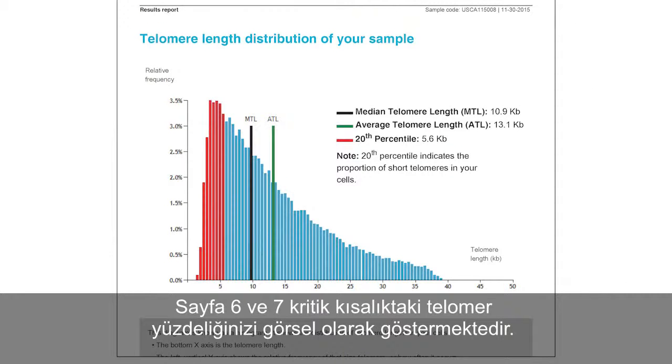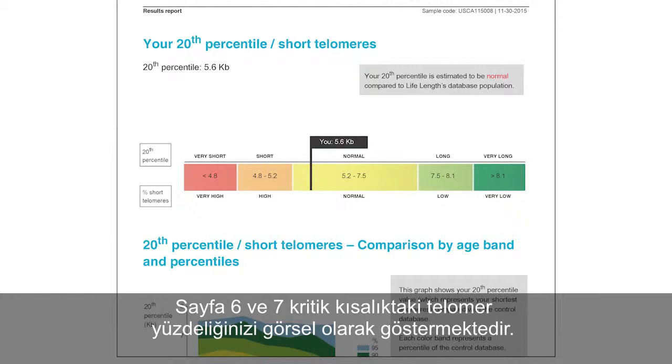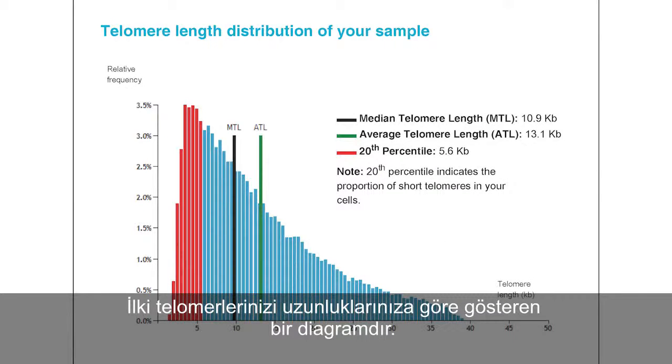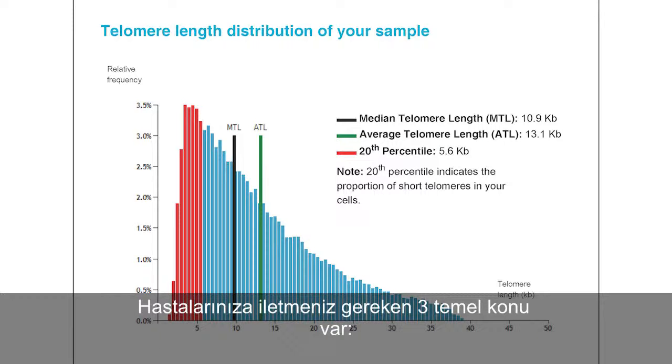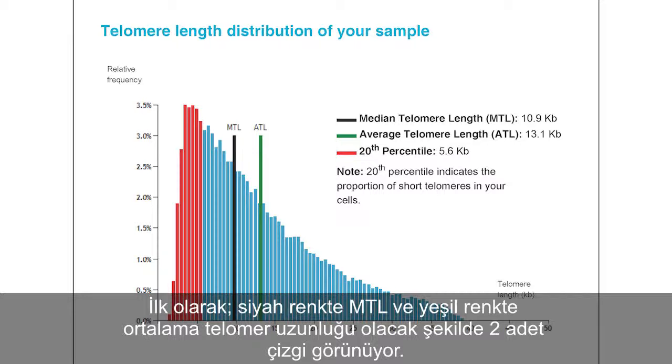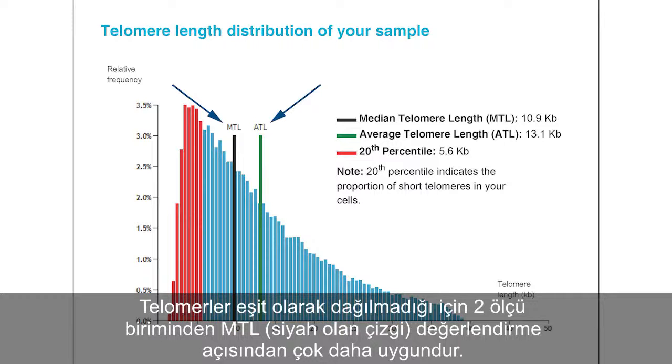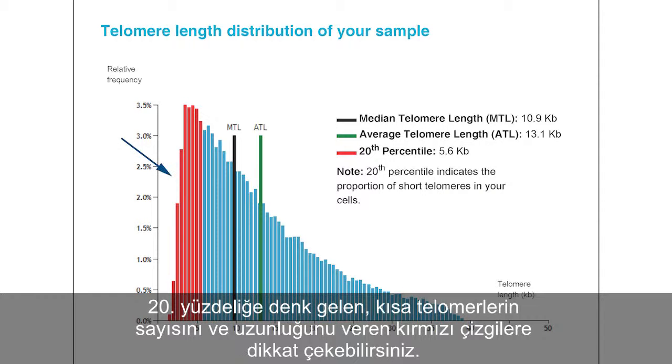Pages 6 and 7 are visual ways to show the percentage of critically short telomeres. The first is a histogram, which is a plot of the patient's telomeres by length. The values on the x-axis show telomere length in kilobases. The y-axis shows the relative frequency of their occurrence in percentage. There are 3 key points to relate to your patient. First, they will find 2 bars, a black bar with the MTL and a green bar with the average. Of the 2 measurements, it is the MTL, the black line, that is much more relevant, since telomere lengths are not evenly distributed. You'll want to call their attention to the bars that are shown in red.